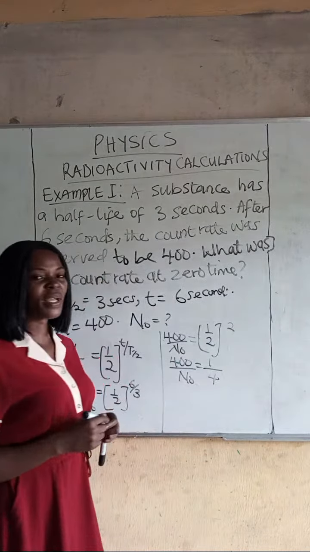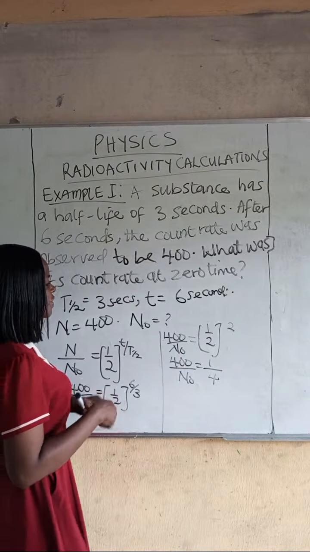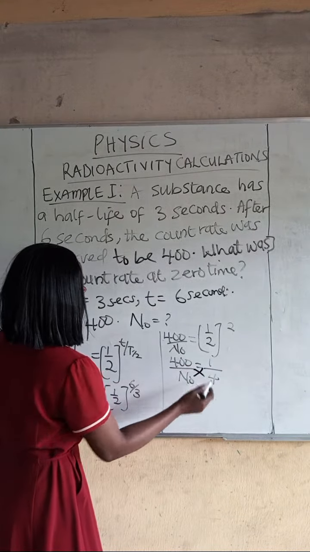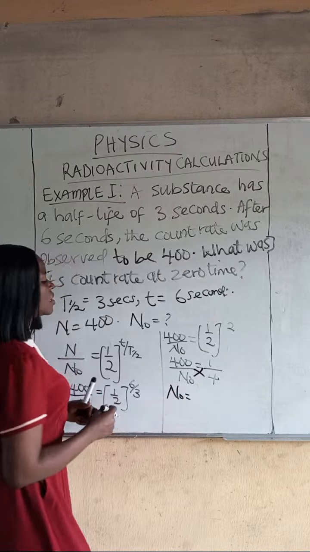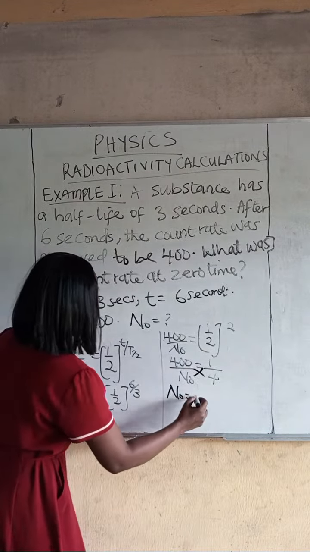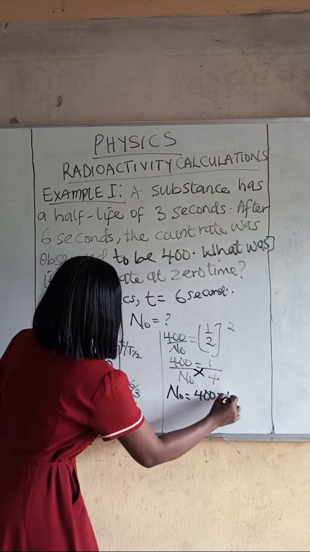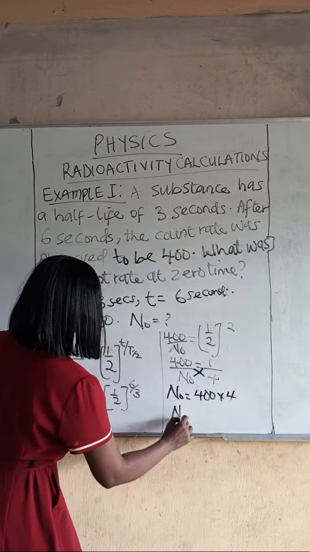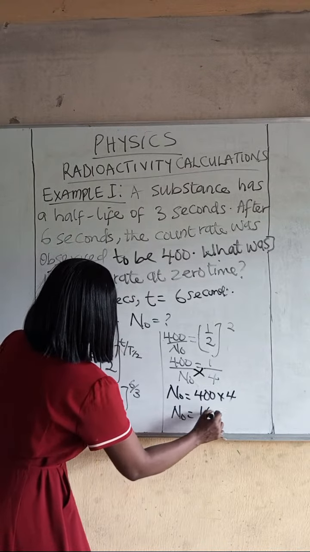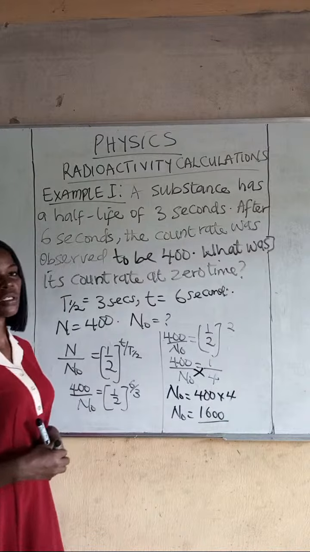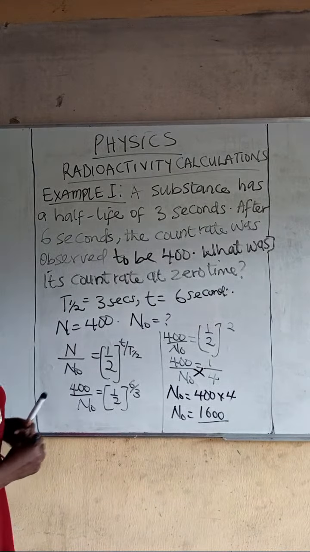All right? So we can say cross multiply. If you say cross multiply, what do we have? We have n naught times 1 is n naught, then 400 times 4. That means my original number of atoms is equal to 1,600. Okay? Now let me explain again.